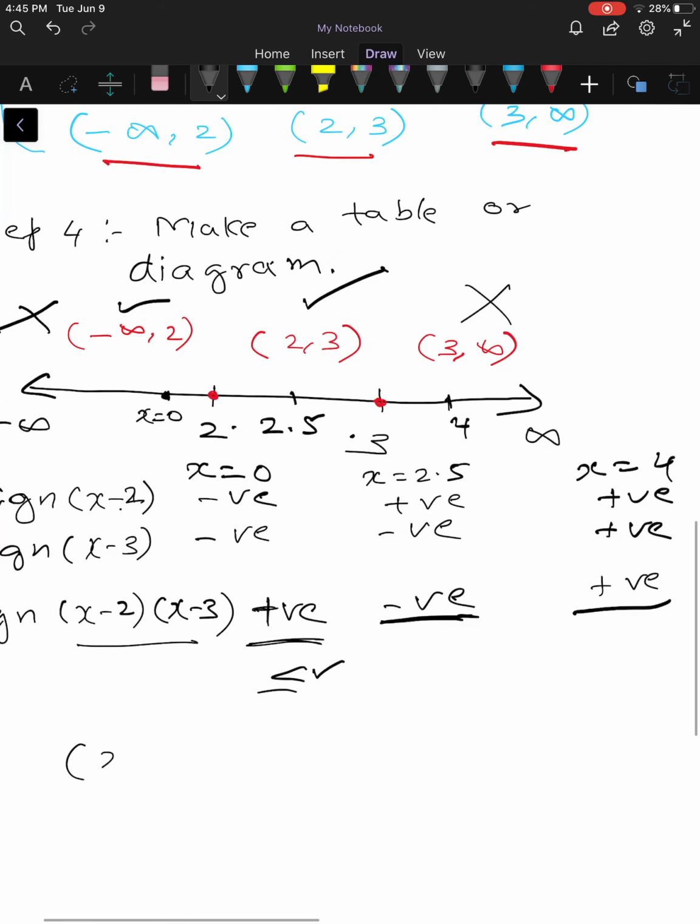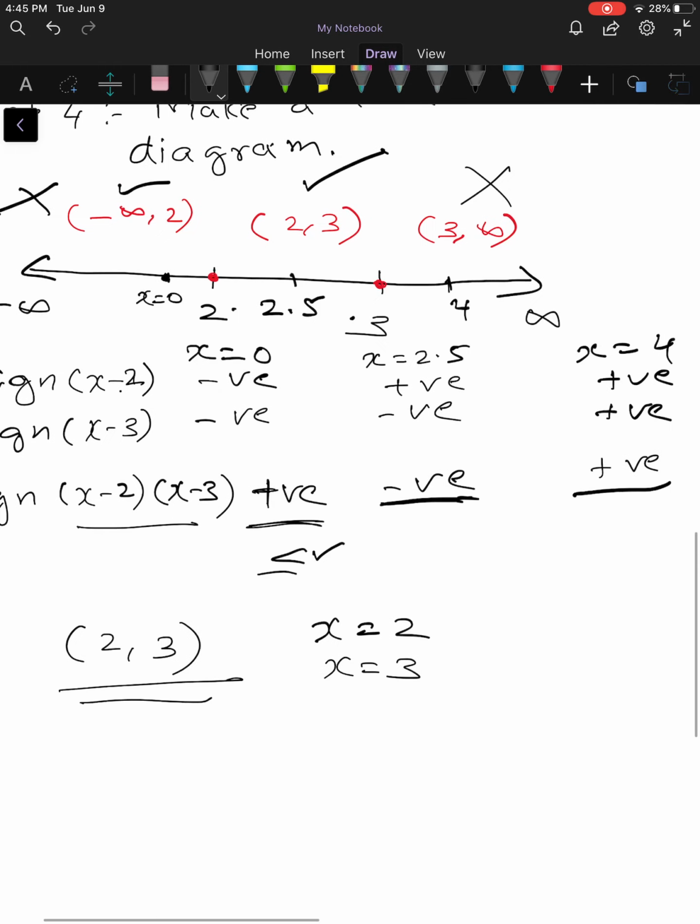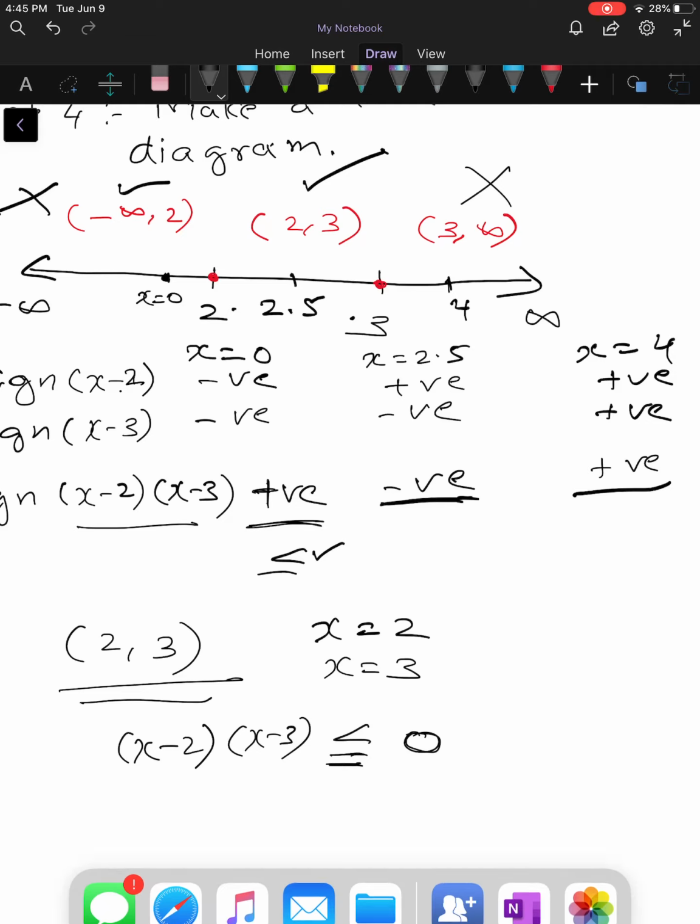So what we are left with is 2 comma 3. So we are sure that x will be taking values from 2 and 3. So can x take values exactly 2 and exactly 3? Yes, because we have less than or equal to 0. That is, x minus 2 times x minus 3 has an equal sign also. So it can take less than or equal to 0 and including all the values in between 2 and 3.